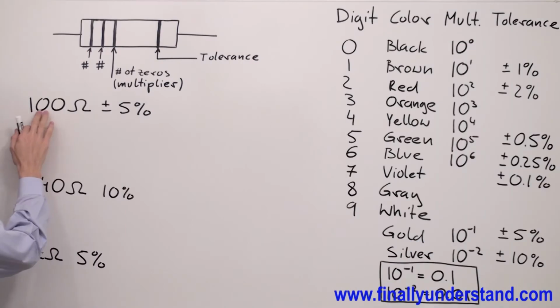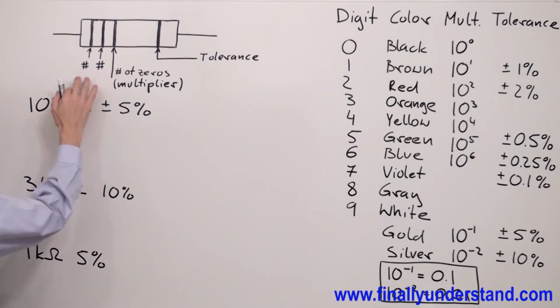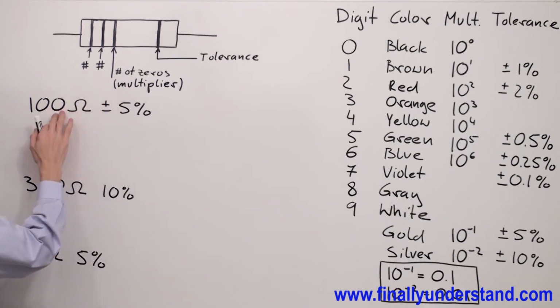100 ohms. First two digits are these two bands. The third band is this 0.